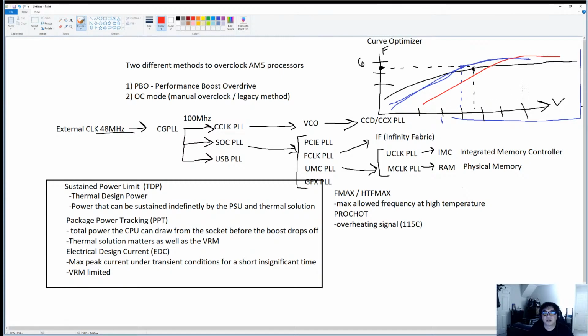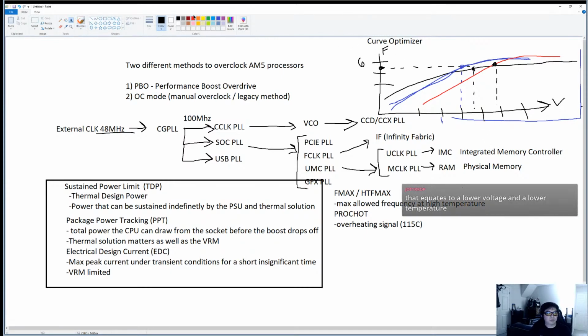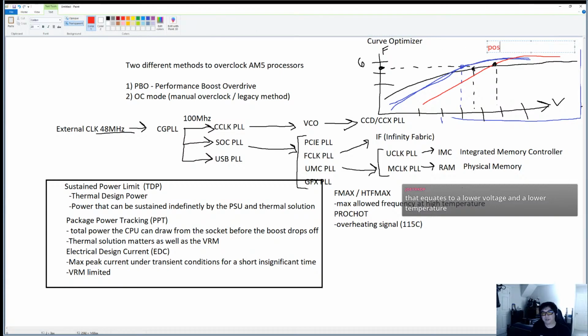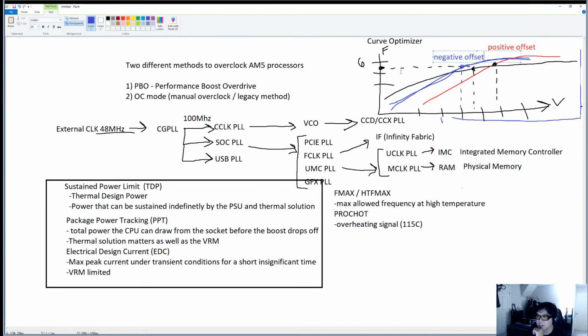It's probably going to look something like that, which means where it intersects now, you know... Let me go back to the black color here. So now it's like the same frequency, but at a higher voltage. So the red is positive offset. I think it's called offset. Blue is negative offset. So you can go both ways.